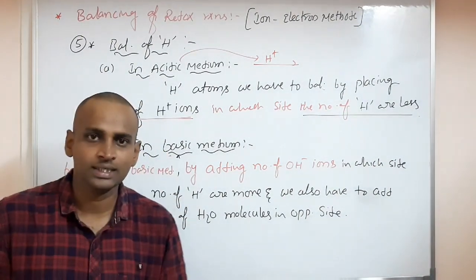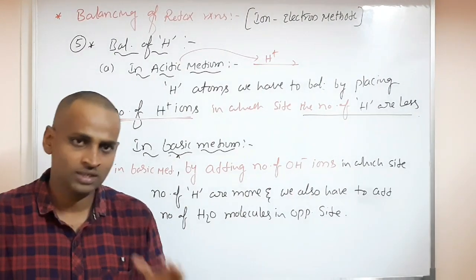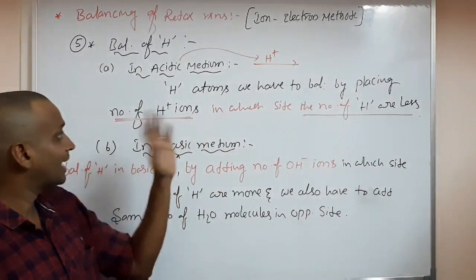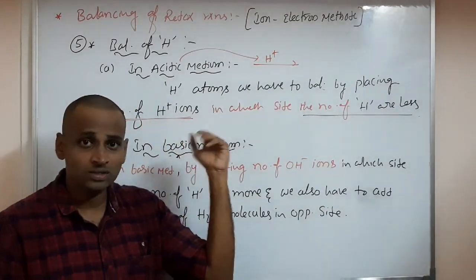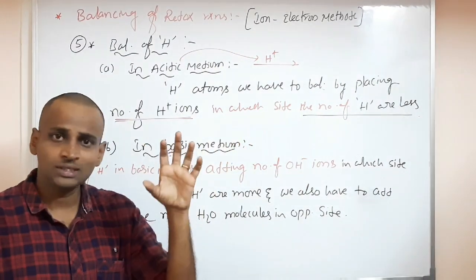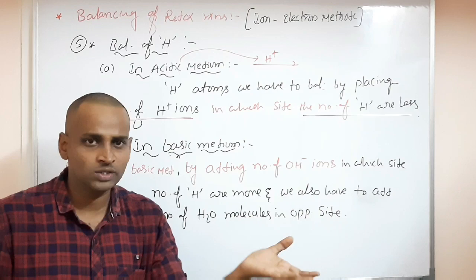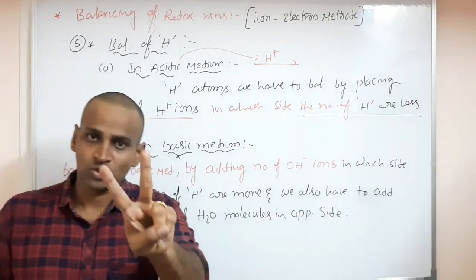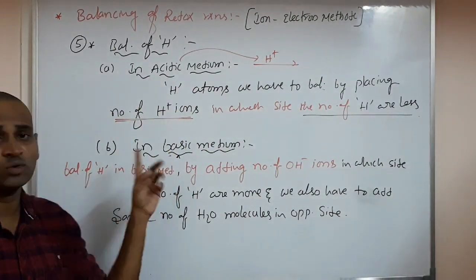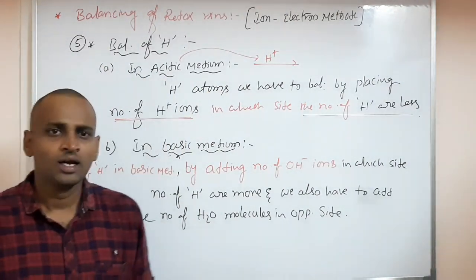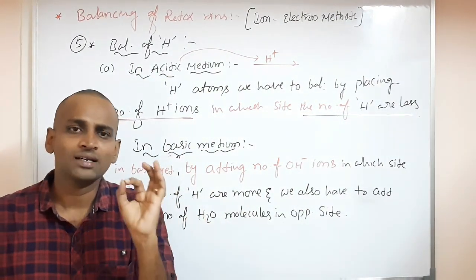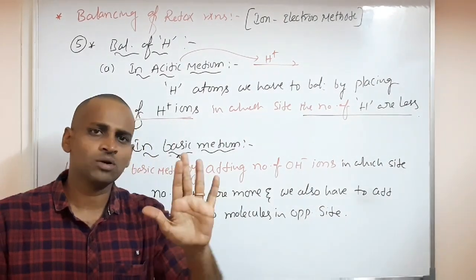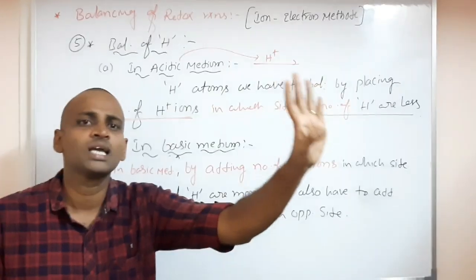So first I said identify the oxidation half and reduction half separately, then balance atoms other than oxygen and hydrogen. Afterwards, I said to balance oxygen atoms by placing water molecules on the side where the number of oxygens is less. But balancing of hydrogen depends on the medium, either acidic or basic. Acidic medium is very simple. How do we balance hydrogen? By adding H plus ions, directly, in a single shot, where the number of hydrogens is less.